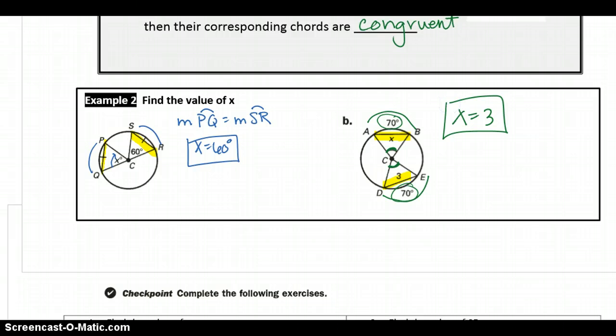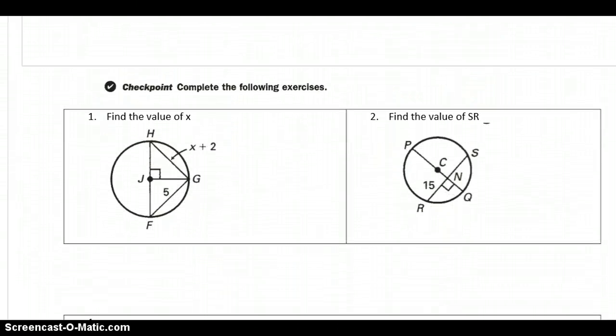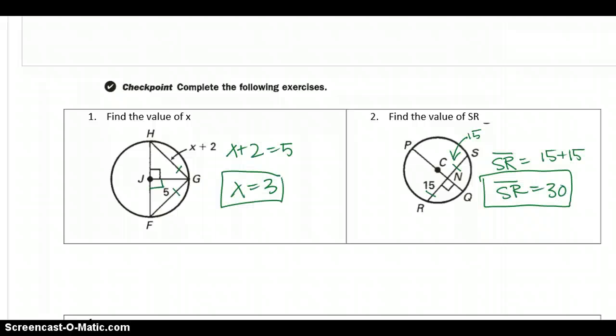Alright, go ahead and pause the video, try the checkpoints on the next page on your own, and then unpause and check your answers. Alrighty, so see how you did. In example 1, if this angle here is 90 degrees, we know the second angle has to be 90 degrees. If the angles are the same, that tells us the arcs are the same, which tells us that the chords have to be congruent. Thus, x plus 2 has to be equal to 5, which gives us x equals 3. On number 2, since the diameter cuts through this chord at a right angle, then the two halves of the chord must be equal, so they must both be 15, making the whole length of SR 30.